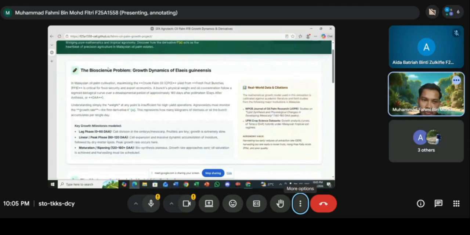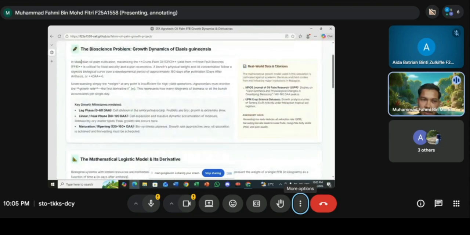In our app, you can see the bioscience problem. The title is Growth Dynamics of Elaeis guineensis. For example, in Malaysia, oil palm cultivation has maximized crude palm oil (CPO) production. Fresh fruit bunches are critical for food security and export economies.